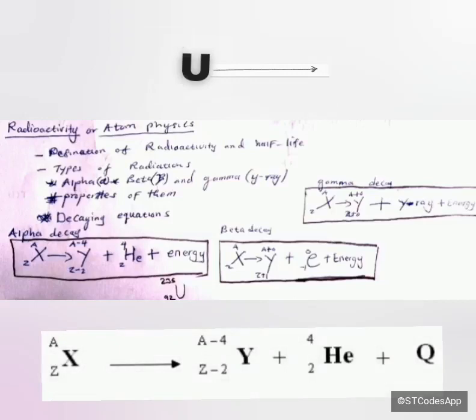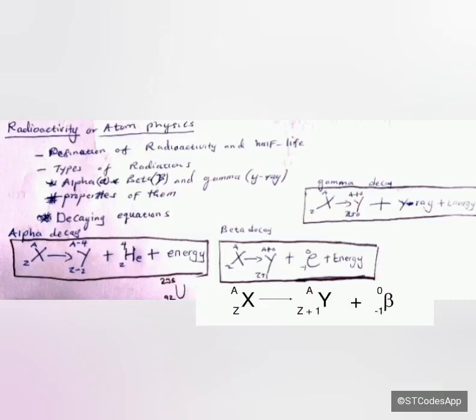Apart from that one, you need to know the beta decay. When an element or an isotope undergoes beta decay, the mass number will be added by 0 and the proton number will be added by 1. And for the gamma decay, nothing is going to change. The mass number is going to be added by 0 and the proton number is going to be added by 0. As a result, the mass number is going to remain constant and also the proton number is going to remain constant.